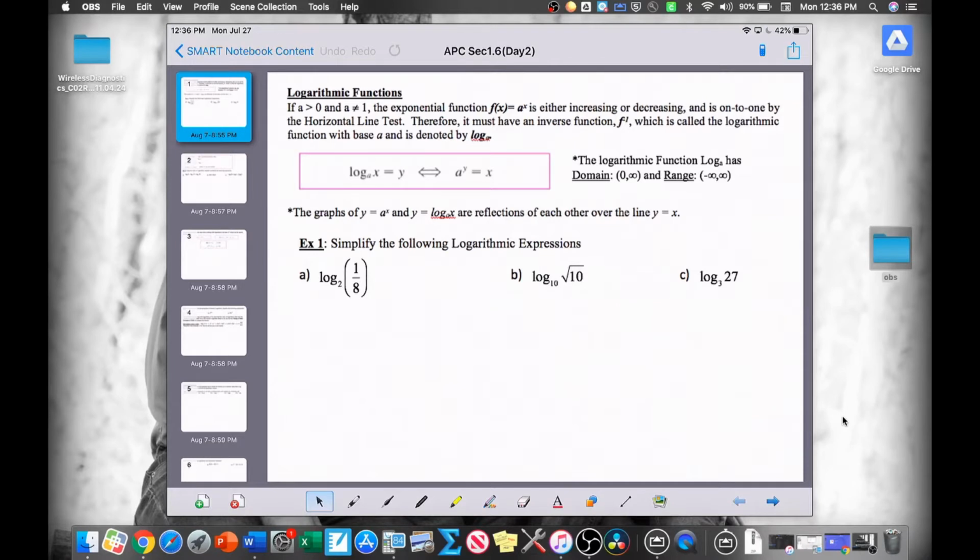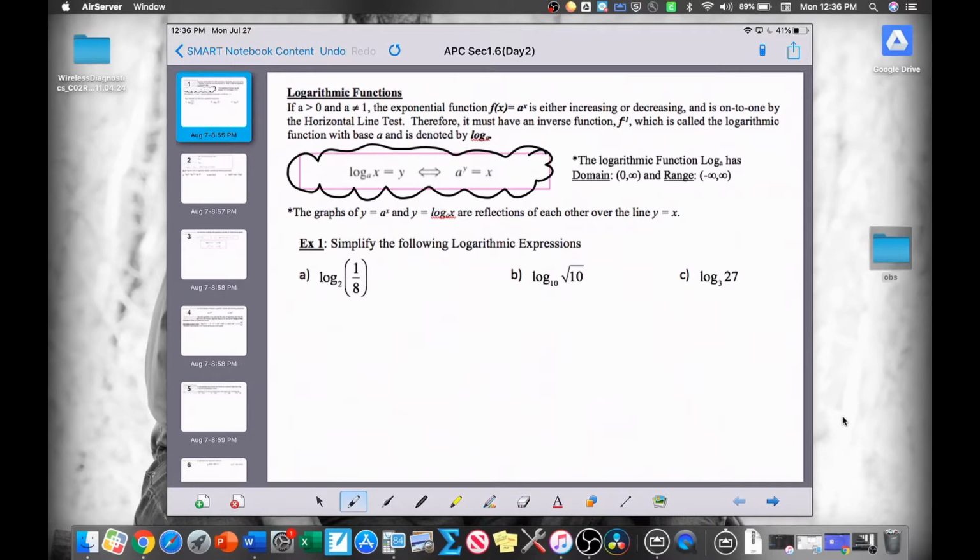Therefore, since exponential functions are 1-to-1, it must have an inverse function, f inverse, which is called the logarithmic function with base a and is denoted by log base a. So here in this box, we have this relationship between exponential functions and logarithmic functions. I refer to this as changing form, but basically this is the definition of a logarithm. If you have log base a of x is equal to y, then x should be equal to a to the y power, right? Basically this is just changing form between log form and exponential form. This is something that we've been doing in mathematics for years.